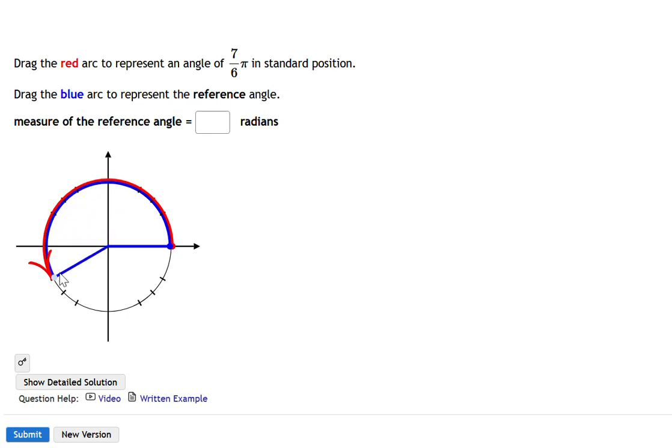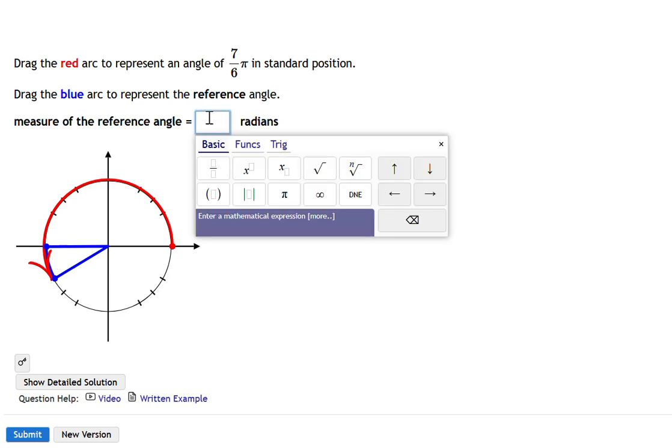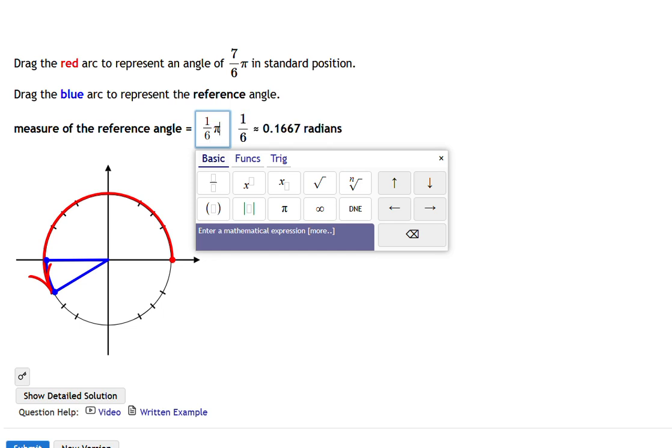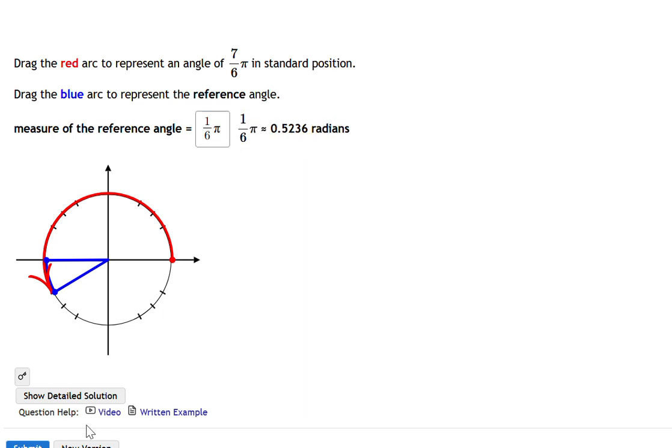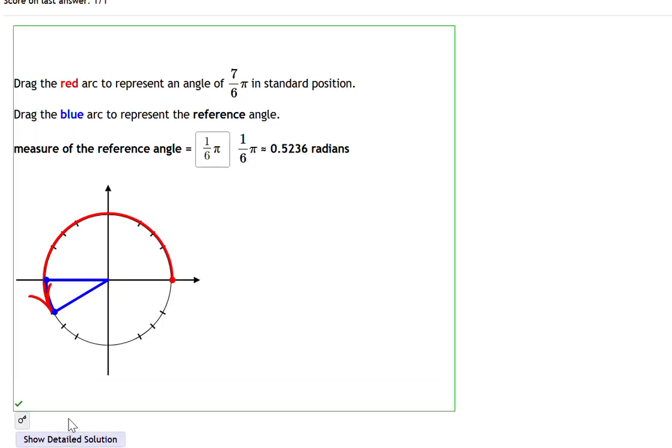So notice what I'm going to do. I'm going to place one end of my blue arc on the terminal side and one end on the x-axis, and that's going to give me the model. And I can just count backwards. I go 1 pi over 6, rotate back to get to the x-axis, and so that becomes my reference angle, 1 pi over 6. The direction isn't going to matter when you're talking about reference angles. It's always an acute angle.